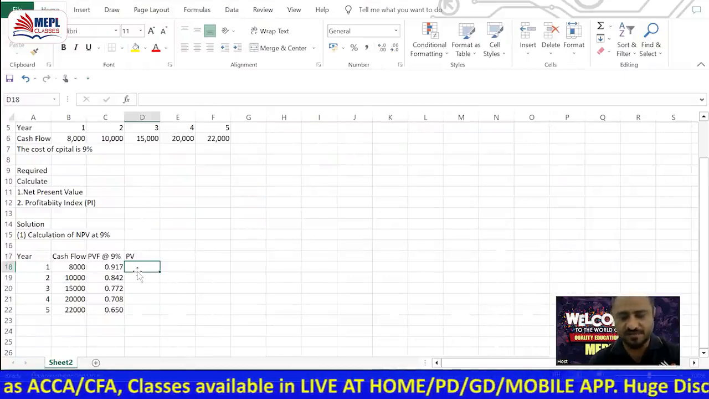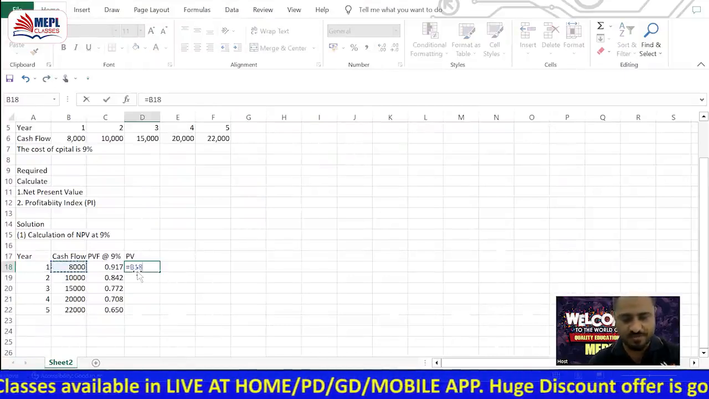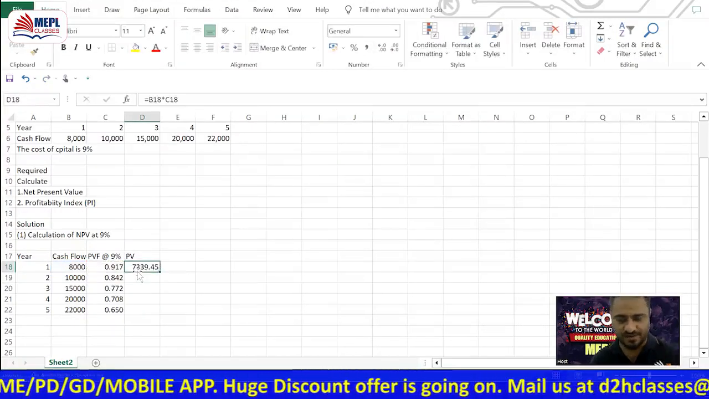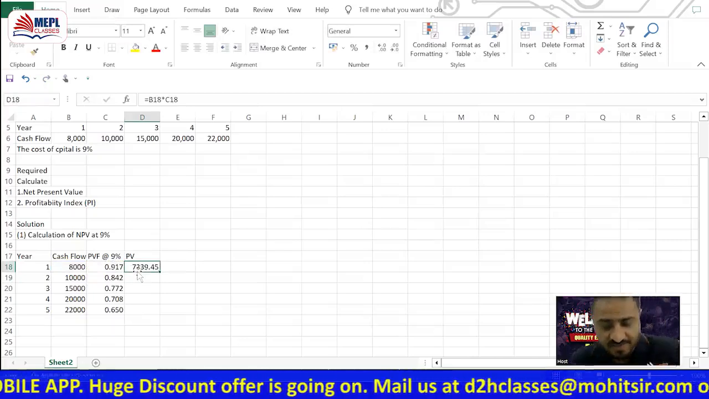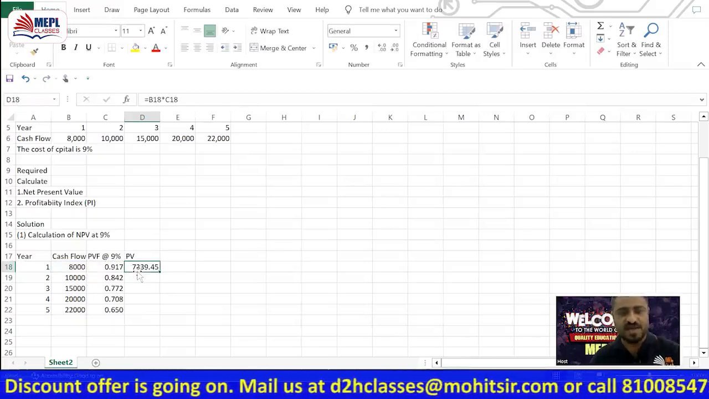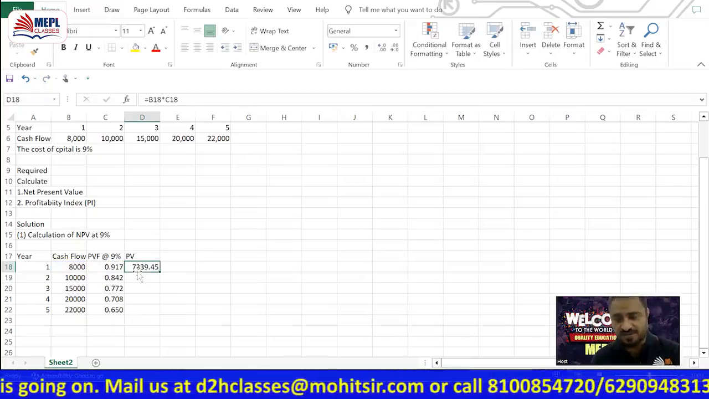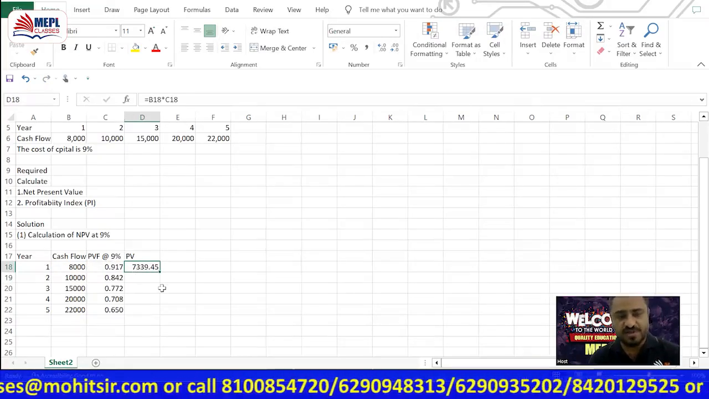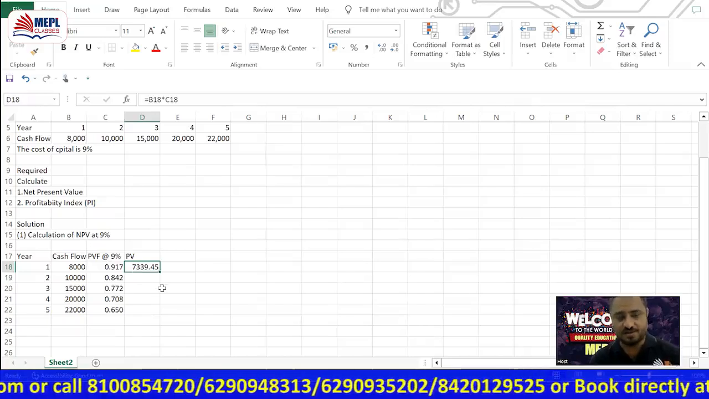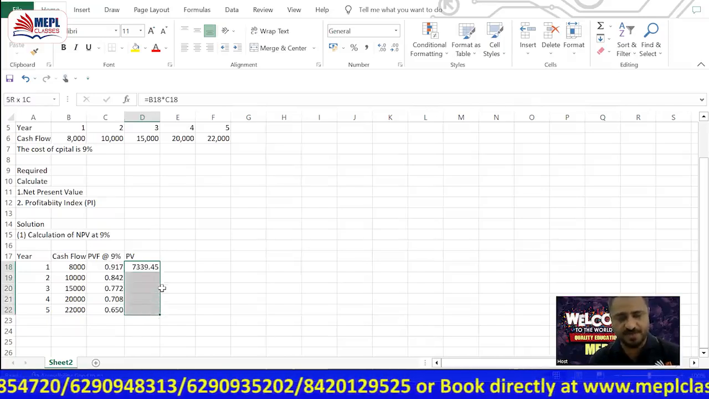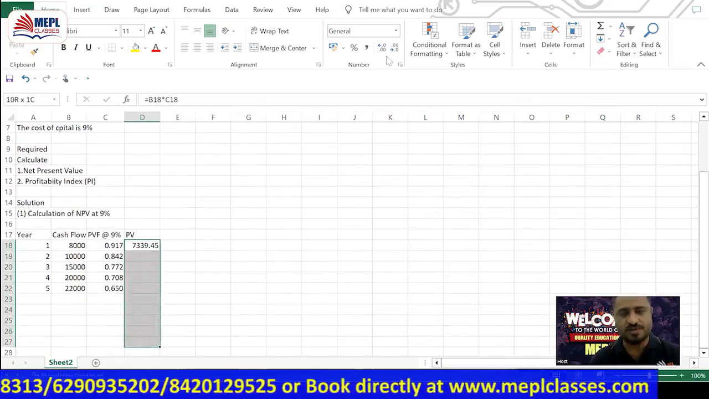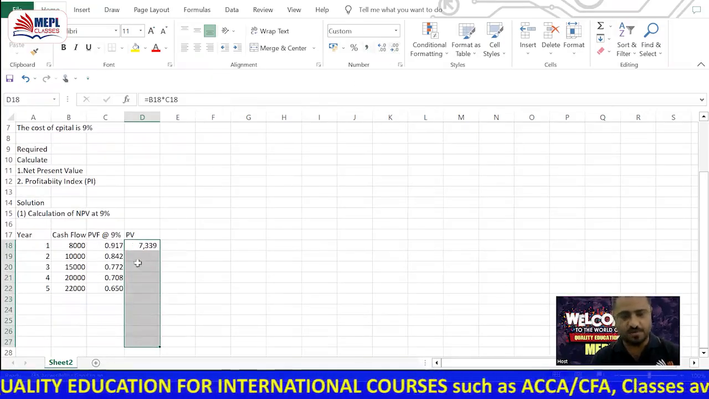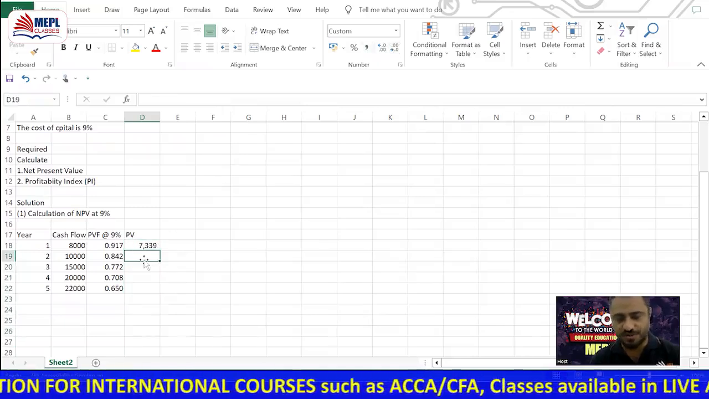Present value is nothing but the product of a cash flow and the present value factor. So 8,000, which we are expecting to receive at the end of the first year, has a present value of $7,339. So here, if not required, you can altogether exclude the decimals. That is all fine. There will be no issue.